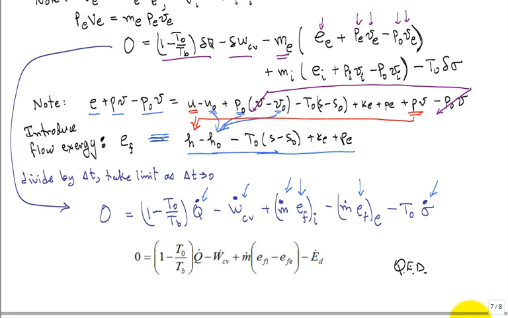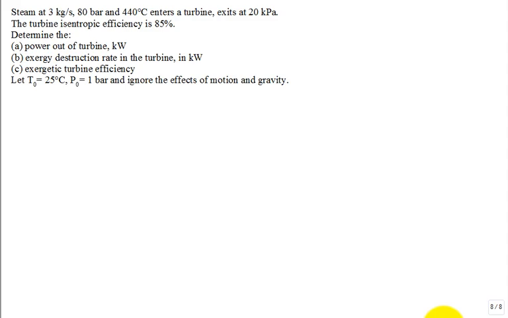Let's solve a problem. Steam at 3 kilograms per second, 80 bar and 440 degrees C enters a turbine. It exits at 20 kilopascal. That's a low pressure. The turbine isentropic efficiency is 85%. Determine for part A, before we get to B and C, what is the power out of the turbine in kilowatts. So you have your turbine, inlet state 1, exit state 2, and you have W dot, the power out.